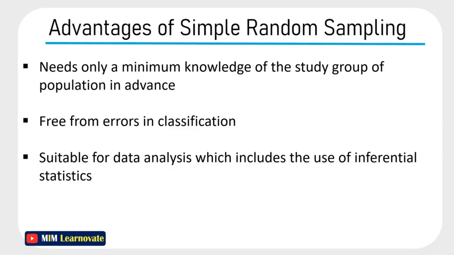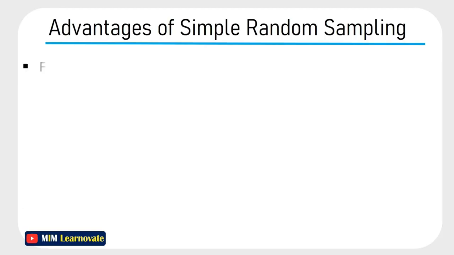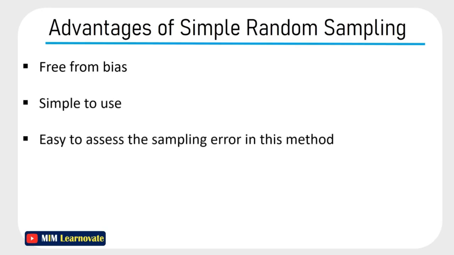Simple random sampling is representative of the population. It is totally free from bias. The method is simple to use. It is very easy to assess the sampling error in this method.